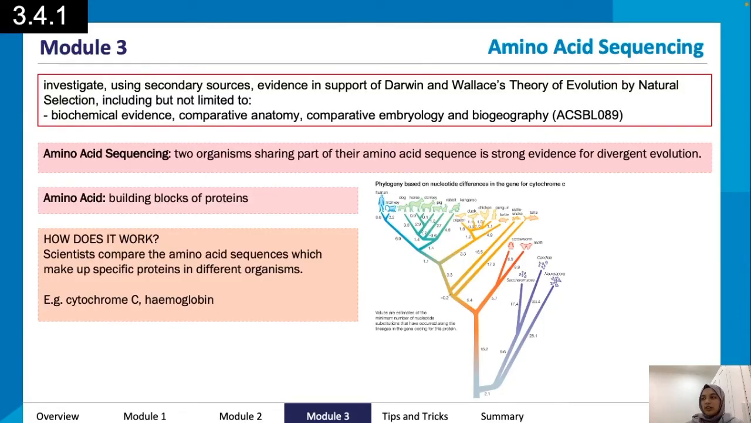Moving on to amino acid sequencing. So, where is this in the syllabus? Investigate using secondary sources evidence in support of the Darwin and Wallace theory of evolution by natural selection, including but not limited to biochemical evidence, comparative anatomy, comparative embryology, and biogeography. So, amino acid sequencing, two organisms sharing part of their amino acid sequence, is strong evidence for divergent evolution.